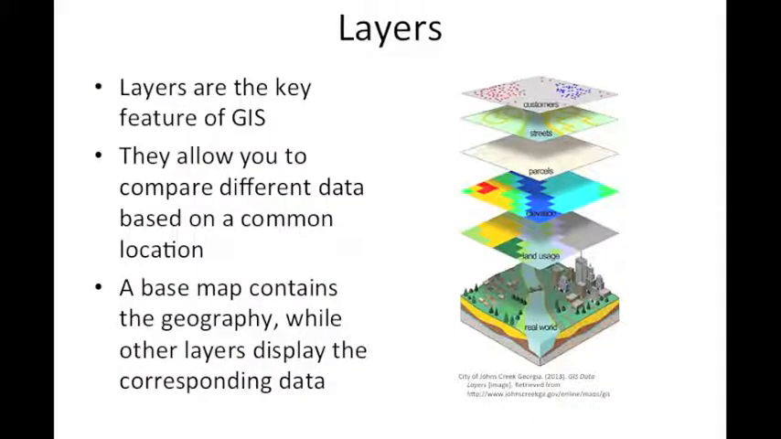Okay, so layers are the key feature of GIS. This is where all the power of the tool is. It allows you to compare data based on a common location. You have your geography, your just regular old map on the bottom, but then you can layer up the data based on that same location. If you were looking to do something like open a new store and you needed data about where customers live, what the spending is in the area, where competitors are located, you would be able to look at all of that and decide an ideal location around the area you're concentrating on.